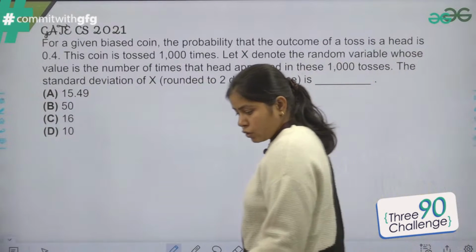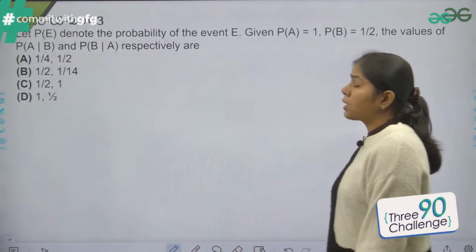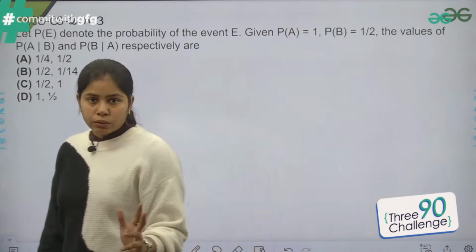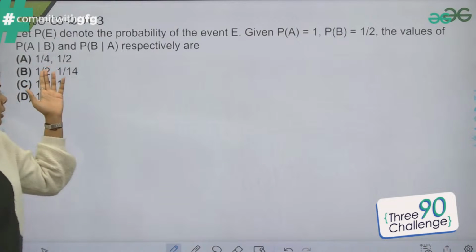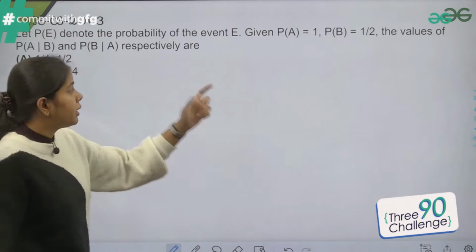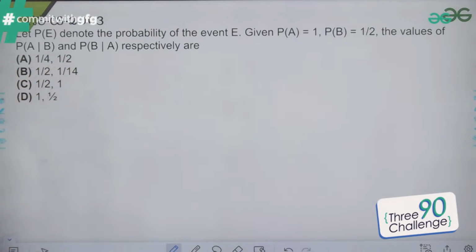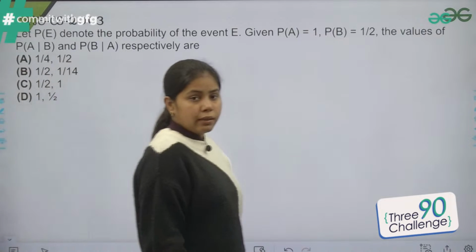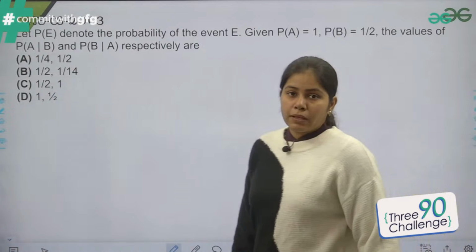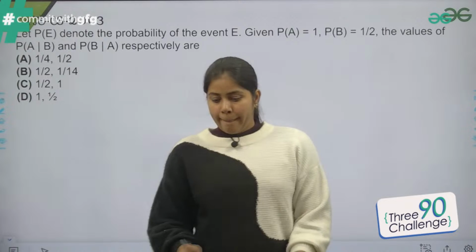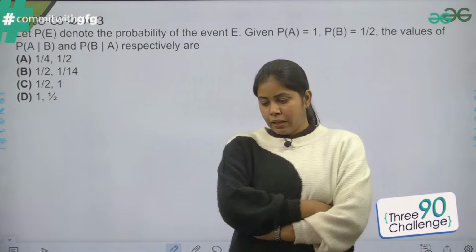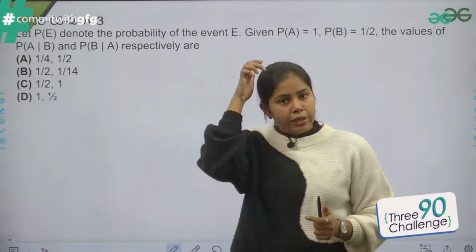Let's solve the next question. This is a question based on conditional probability from GATE CS 2003. What the question is saying: P of E denotes the probability of an event E. We are given probability A and probability B. They asked me to find out probability A given B and probability B given A. So find out, guys, solve it. Let me know, guys, once you get the answer in the chat section.